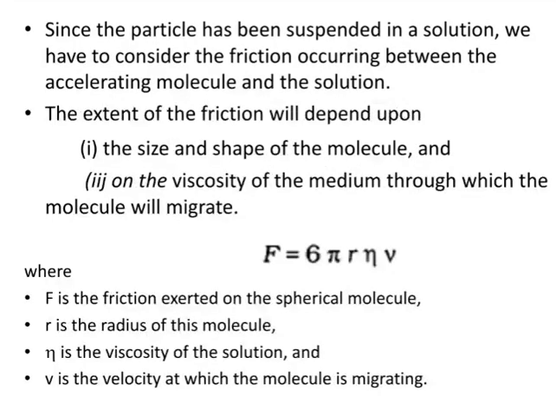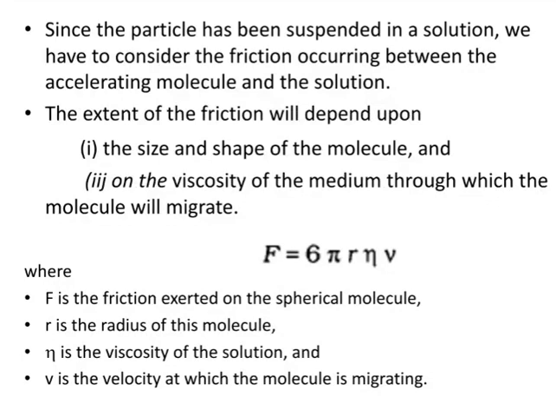And now since the particle has been suspended in a solution, the particle also faces a frictional force, and this frictional force occurs between the accelerating molecule and the solution. The extent of this frictional force depends upon the size and shape of the molecule as well as the viscosity of the medium in which the molecule has been suspended. We can write this relationship mathematically as F is equal to 6 pi r eta V, where F is the frictional force exerted on the spherical molecule, r is the radius of this molecule, eta is the viscosity of the solution, and V is the velocity at which the molecule is migrating.